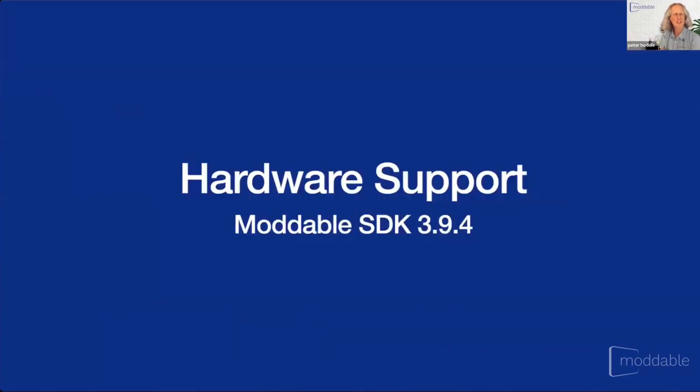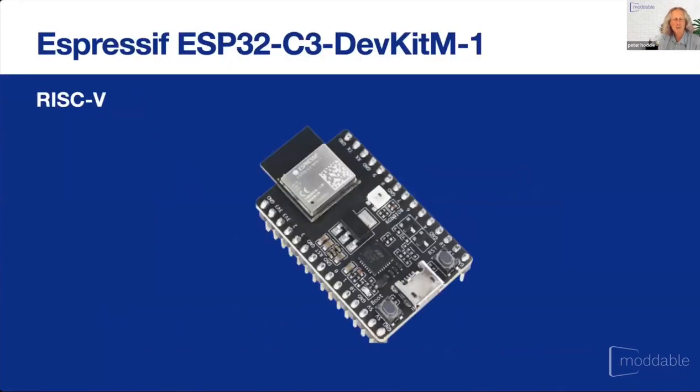So let's look at what's in the Moddable SDK this month. Almost always some new hardware support so that people can run on the latest chips and boards. We've got a couple of ESP32 C3 boards. This is a RISC-V board that is kind of the lowest cost part from Espressif now, more or less a replacement for the ESP8266.